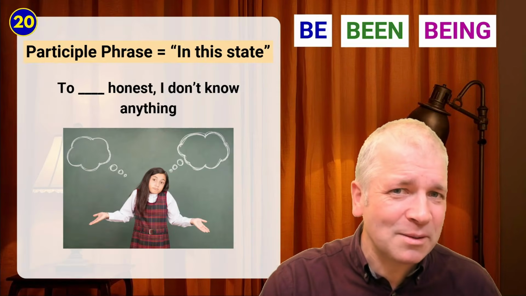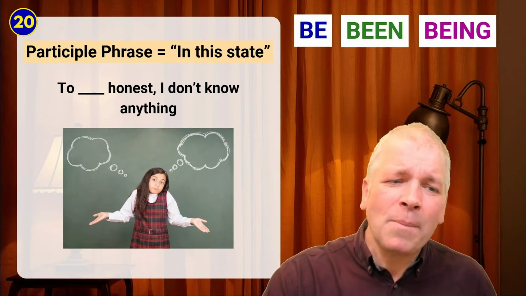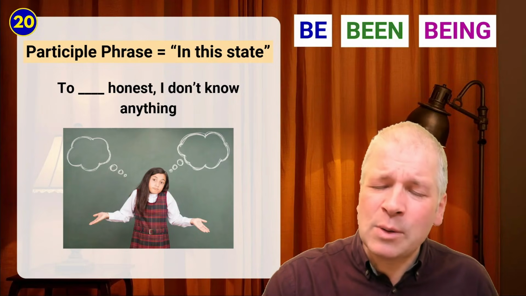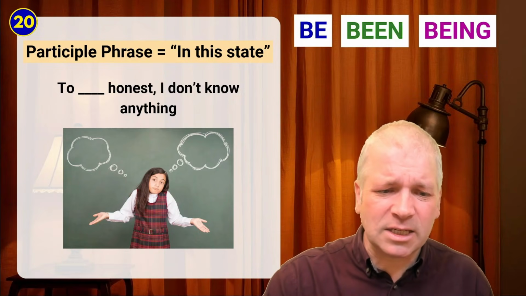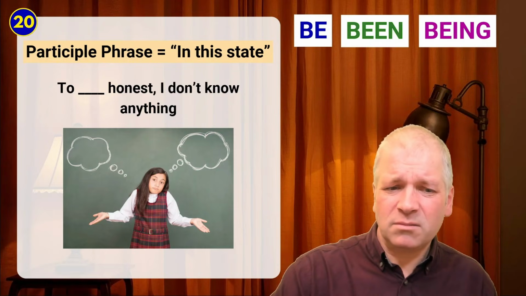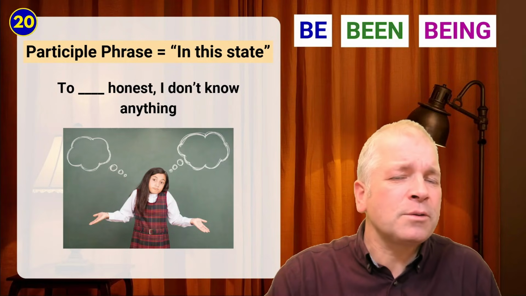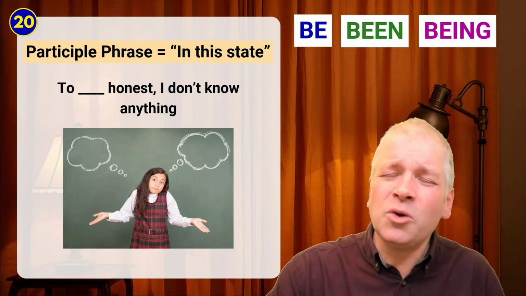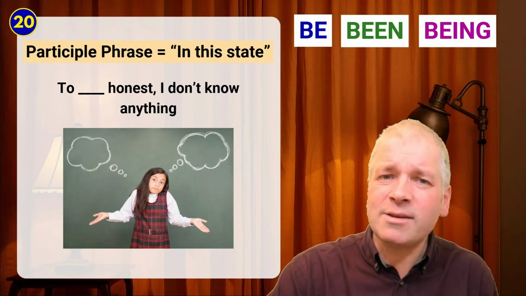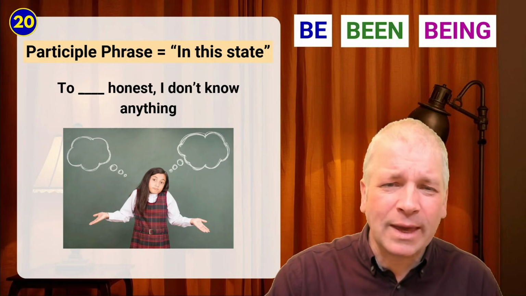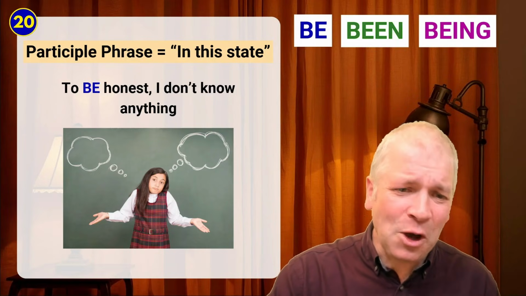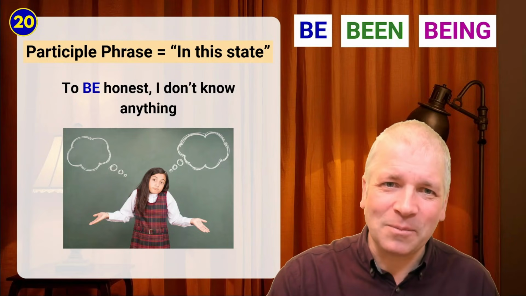Okay, what about participle phrases? Now we're starting to get quite complex. Let's start by looking at participle phrases when we're meaning in this state. This girl doesn't know the answer. So she tells the person who asks her, to something honest, I don't know anything. What goes in the gap here? To be honest, I don't know anything.